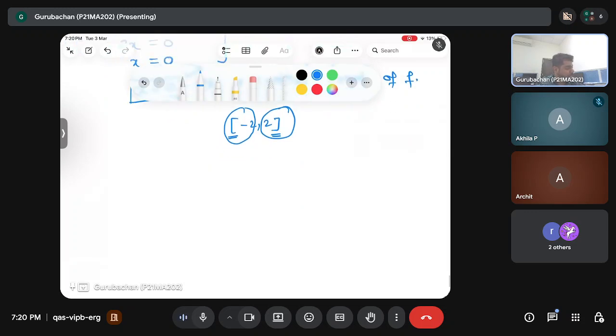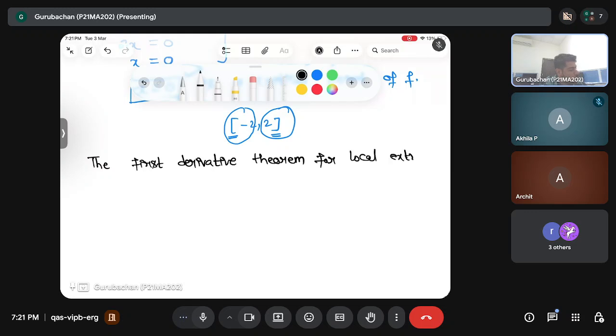So next is the theorem for local extreme values. Let me write this theorem: the first derivative theorem for local extreme values. What does this theorem say?